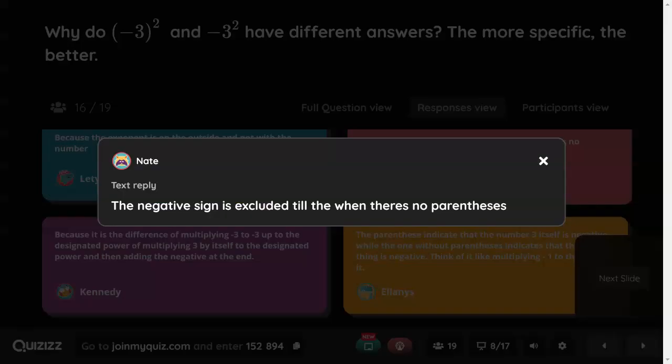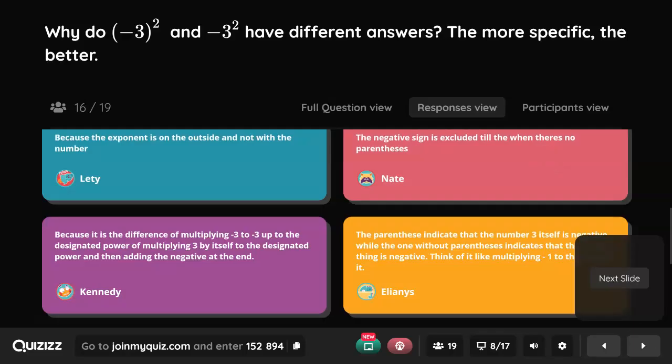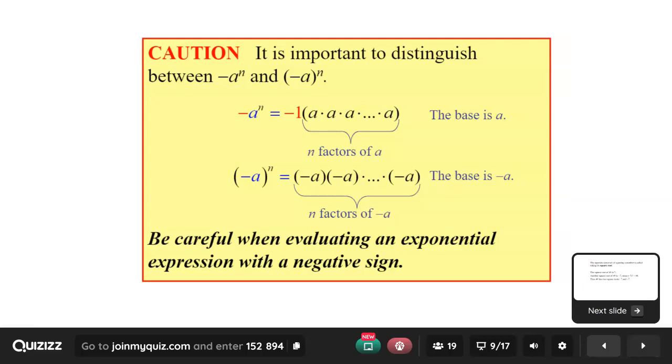Negative sign's excluded when there's no parentheses. Okay, so the negative is not part of the base. If it's in parentheses, the negative 3 is the base, so it's negative 3 times negative 3. If there's no parentheses, then my base is just the 3, and only the 3. 3 squared is 9, and then it's negative at the end. So that's what this breaks down to: what is our base? Does our base include the negative, or is it just the number, and the negative is separated from it?